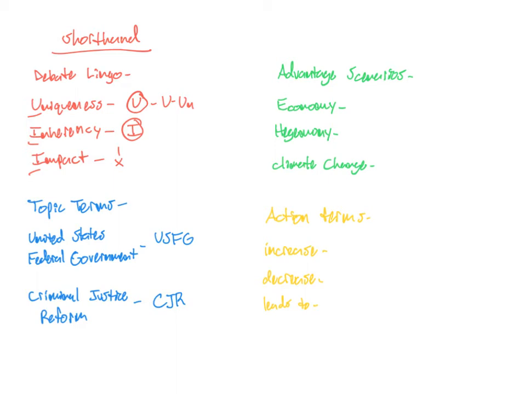Another useful one is advantage scenarios, especially because these often carry over from year to year. So economy, oftentimes people will call it econ, or maybe you want to call it EC, or whatever you would like. Again, you can pick. Hegemony often becomes hedge. And then climate change, I always liked to use CLC like that.